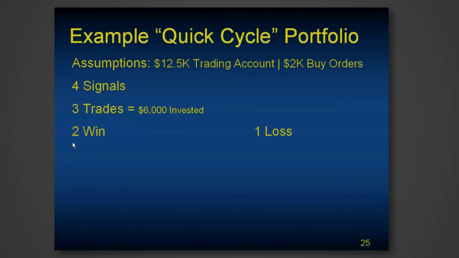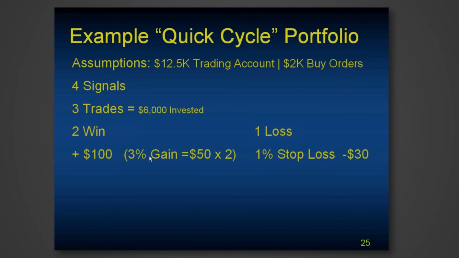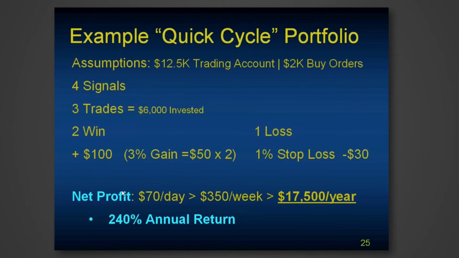So here's a real simple example of how this works. $12,000 account, again, $12,500 exposed. Small positions, as I said, $2,000 buying orders. Let's say you do 4 signals a day. You have a system, and 3 of those execute. So you put in $6,000 on a daily basis. You have a sort of an average kind of a system where you get 60% wins, 2/3 win, 2 win, 1 loss. You'll make 3% gain on the winners. That comes out to $100.